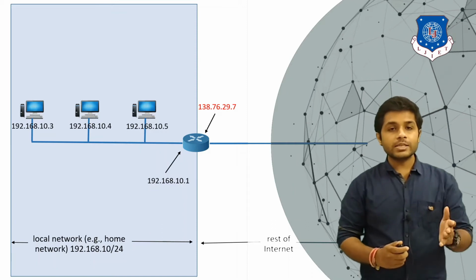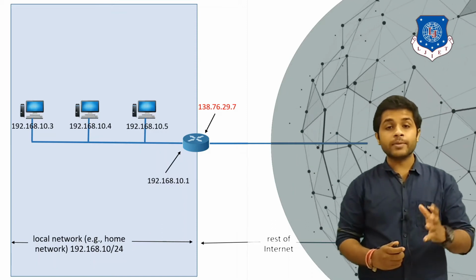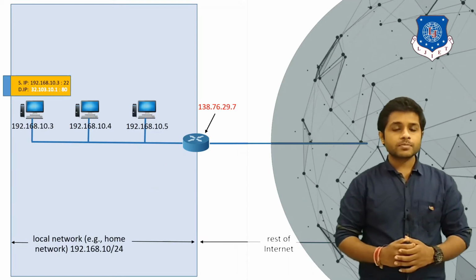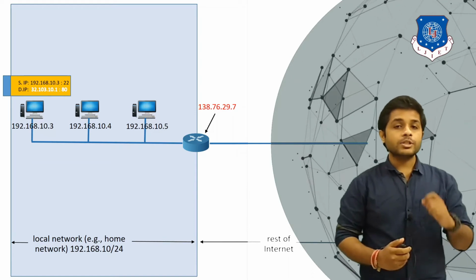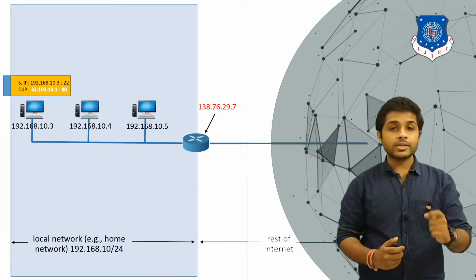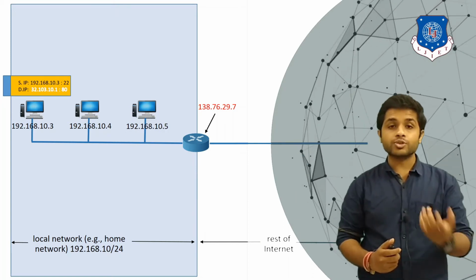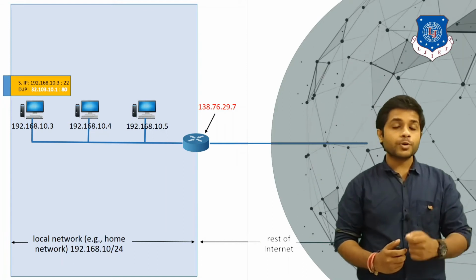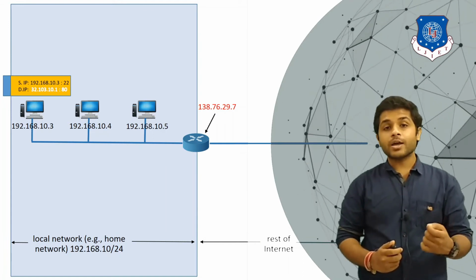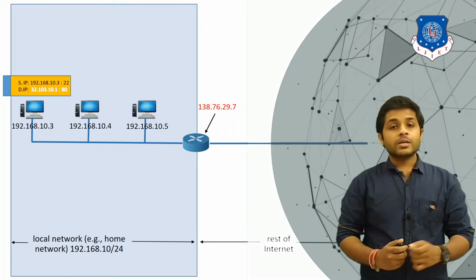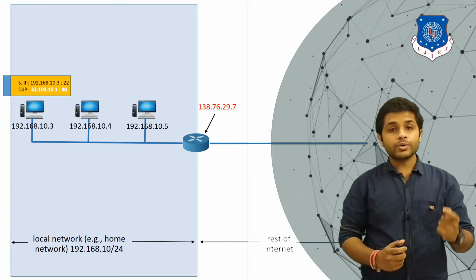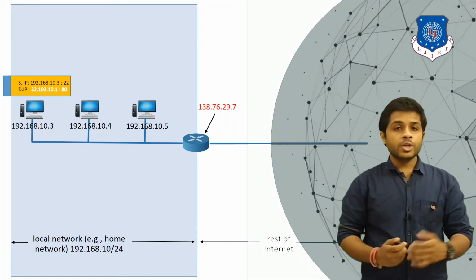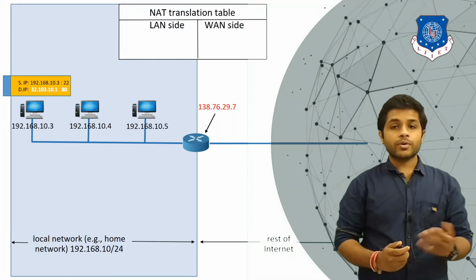Suppose the device 192.168.10.3 wants to send a message over the internet. So it will create the message. In the message, you can see that the source IP is 192.168.10.3 and the port address is 22. What is a port address? Port addresses are assigned at the transport layer by the operating system. The destination IP is 32.103.10.1 and the destination port address is 80. So this message will be sent to the router.